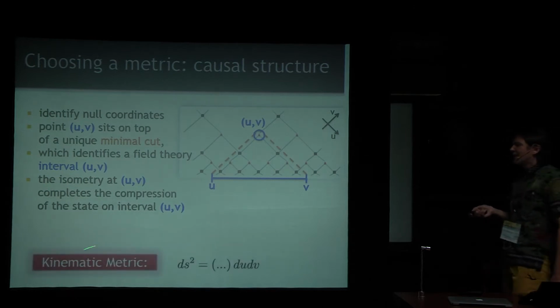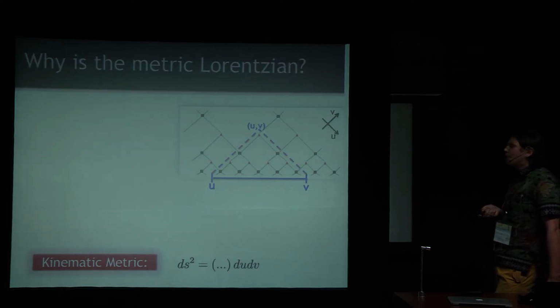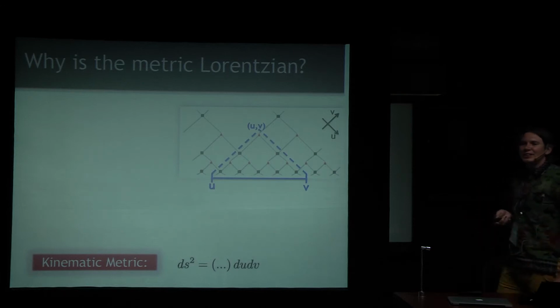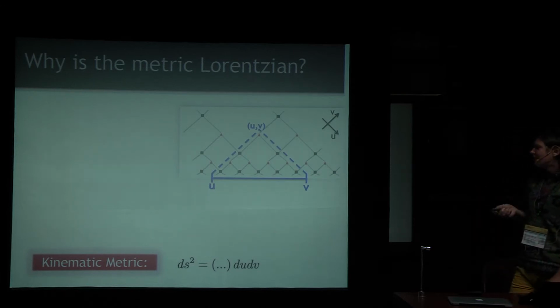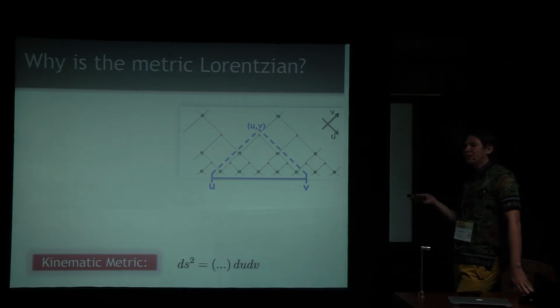So this is what we have learned so far about the kinematic metric. It will have some conformal factor in front, but then it will have a du dv, which is fixed by the causal structure over here. Let's talk a little bit more about what the physical significance of the Lorentzian signature of this metric is. Suppose that I consider a specific point in my kinematic space under construction, so a specific point in MERA with coordinates u and v. I want to ask now, in what way can another point in MERA, or another point in the kinematic space I'm constructing, be related to this point?